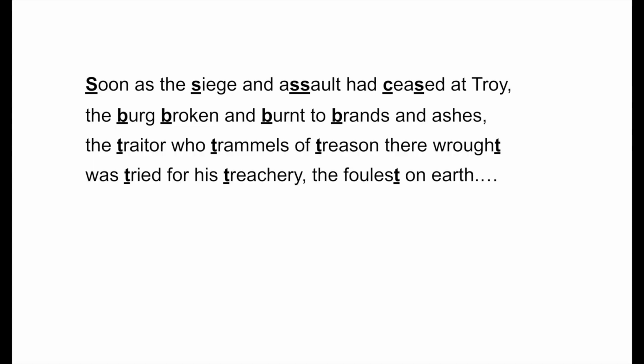This is a translation. Soon as the siege and assault had ceased at Troy, the burg broken and burnt to brands and ashes, the traitor who trammels of treason there wrought was tried for his treachery, the foulest on earth, and so on. So this particular translator has kept the alliteration prominent in the work. It's remarkable to read it line after line. It accelerates the story, which is incredibly exciting. Really adds to the tension.